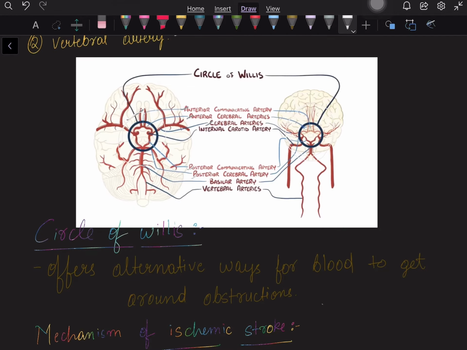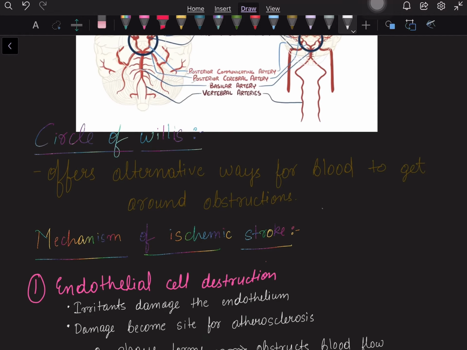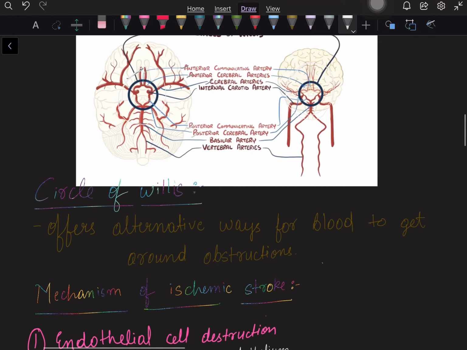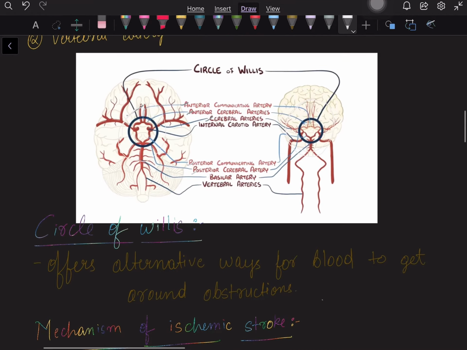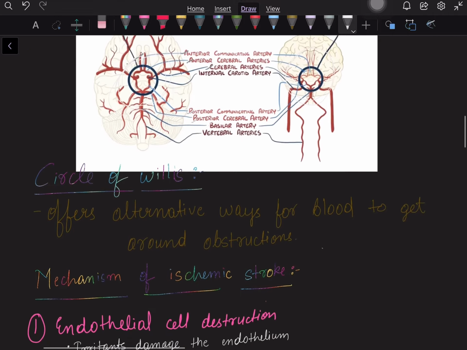Circle of Willis, what is it? It offers alternative ways for blood to get around obstructions. When there is an obstruction, as the circle of Willis is connected to many arteries, it offers alternative ways for the blood to move through the brain. That's why the circle of Willis is very important in the brain.